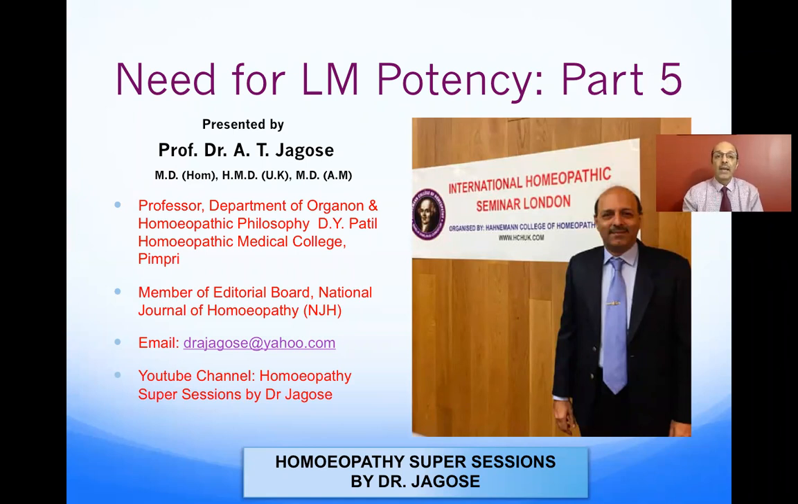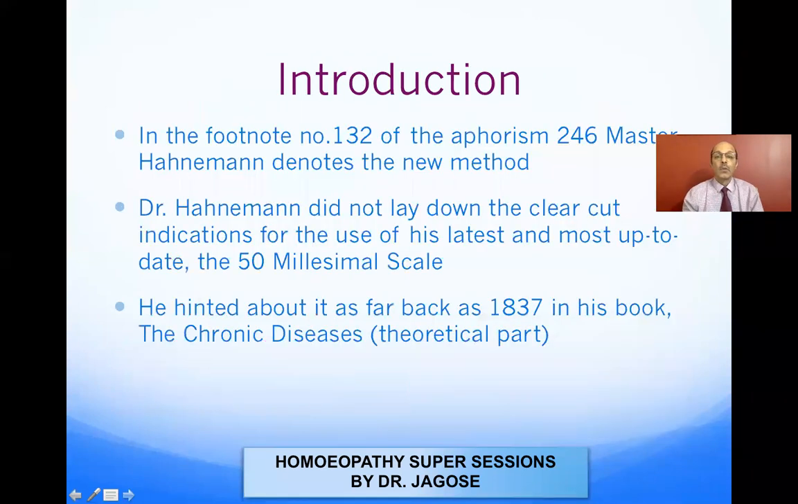Today I'll be telling you part 5, that is, the need for the LM potency. Well, for the introduction, in footnote number 132 of aphorism 246, our master Dr. Hahnemann denotes the new method. Dr. Hahnemann did not lay down clear-cut indications for the use of his latest and most up-to-date 50 millesimal scale. He hinted at it as far back as 1837 in the book The Chronic Diseases, the Theoretical Part.